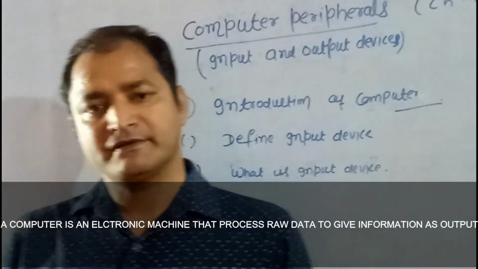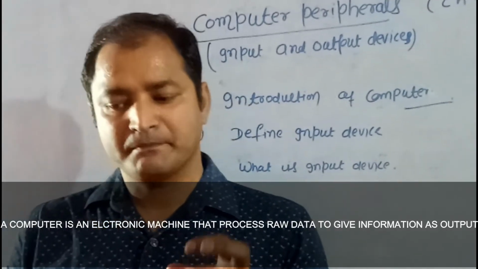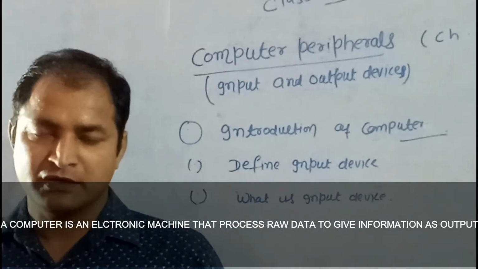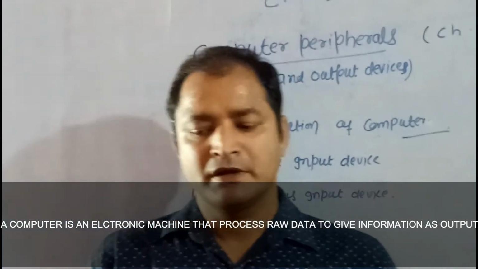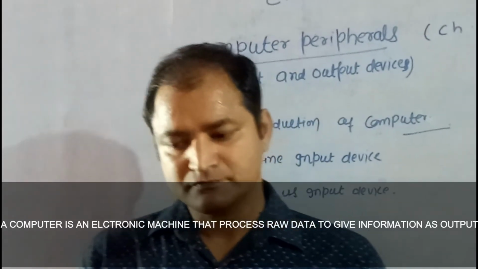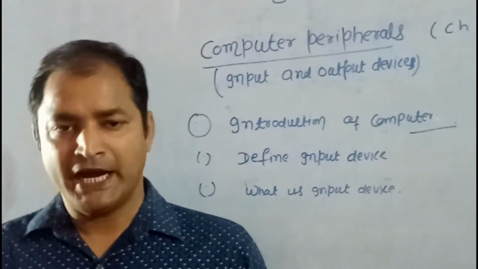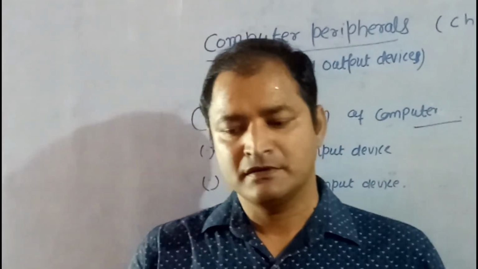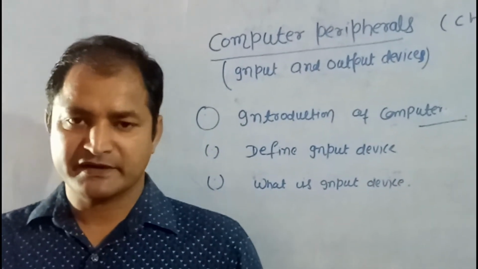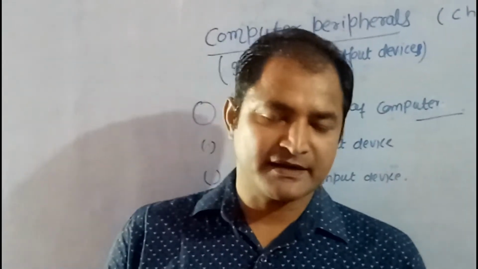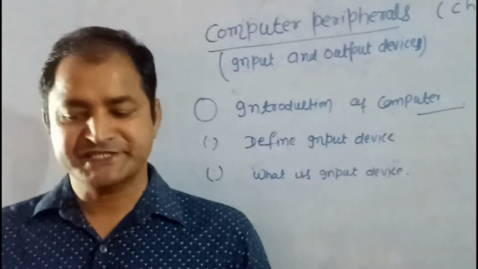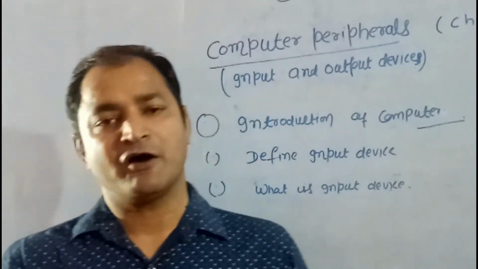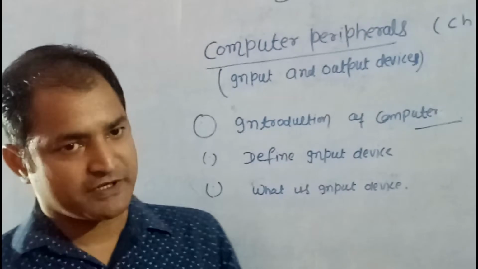A computer is an electronic machine that processes raw data to give information and output. An electronic device that accepts data as input and transforms it under the influence of a set of special instructions to the desired output. This is the introduction of computer.